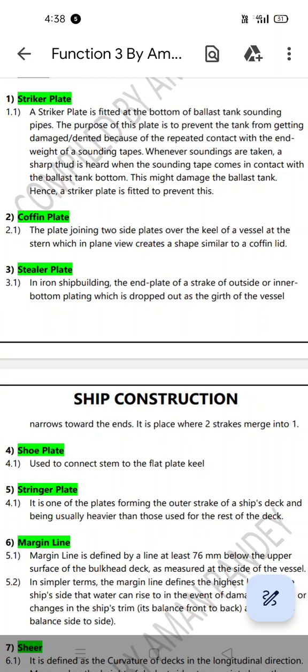A striker plate is fitted at the bottom of the ballast tank sounding pipe. The purpose of this plate is to prevent the tank from getting damaged or dented because of the repeated contact with the end weight of a sounding tape. Whenever soundings are taken, a sharp thud is heard when the sounding tape comes in contact with the ballast tank bottom. This might damage the ballast tank, hence a striker plate is fitted to prevent this.